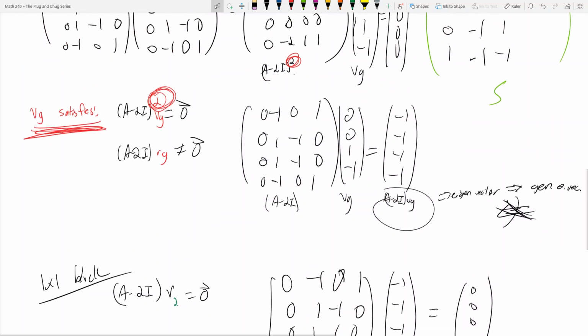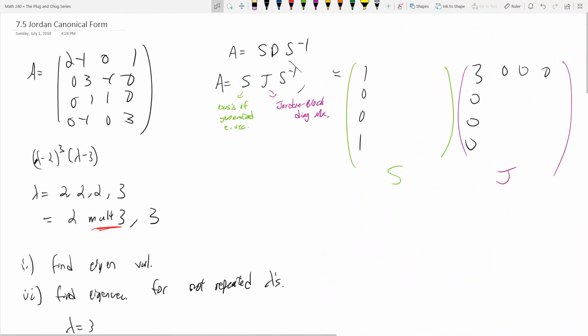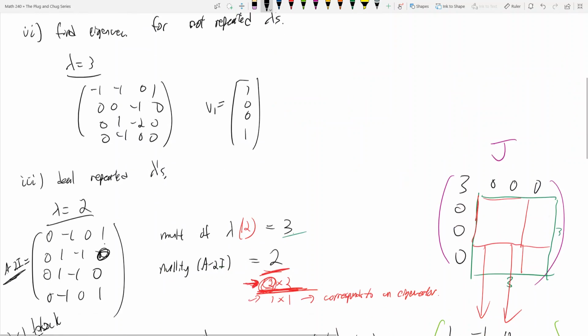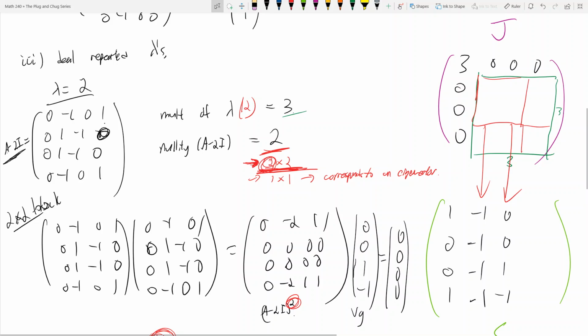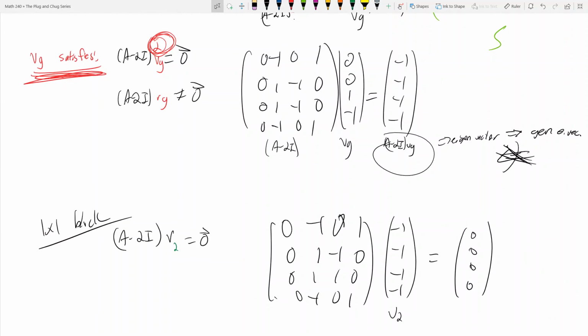Don't. Because remember, what do we have to do with S? We have to invert it. There's a nasty inverse sign on S right there. And so no, because then S is not invertible. Don't do it. You can't also do positive ones either. That also doesn't work. So you actually just have to find another eigenvector.